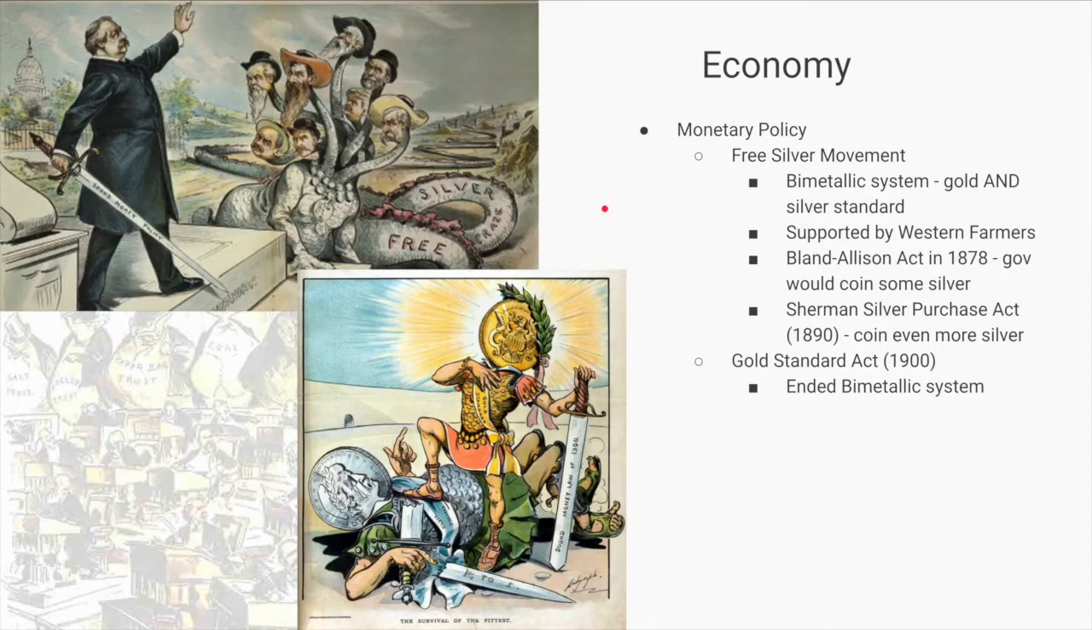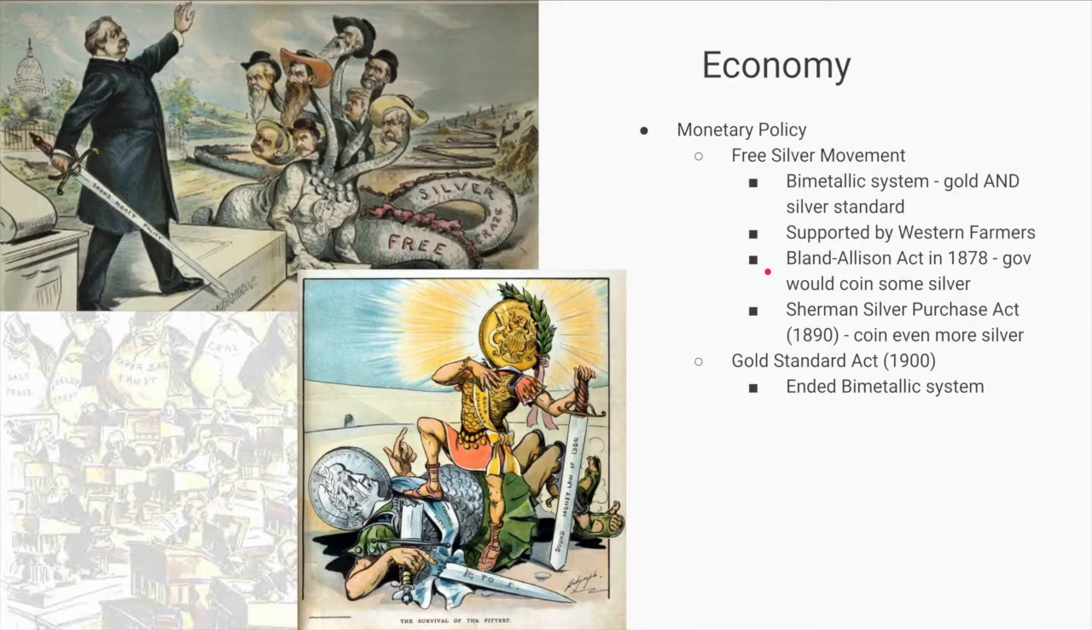Now, you guys know that that will lead to inflation, which is not necessarily good, but if you're a farmer and you owe a lot of debt and then inflation skyrockets, your debt kind of goes down in a way, okay? Also, more people will have money to buy more grain, so the farmers are very supportive of this free silver movement.